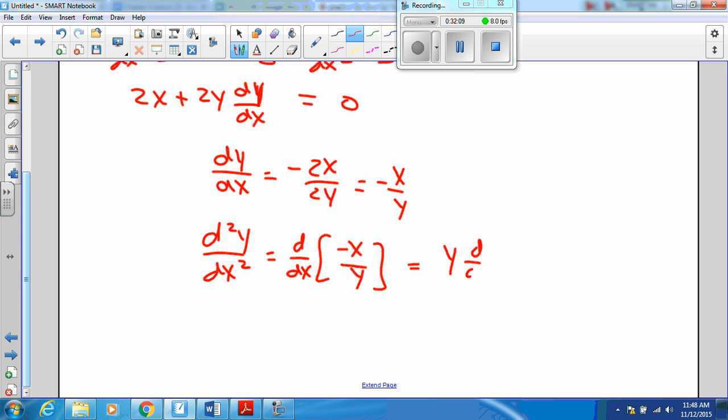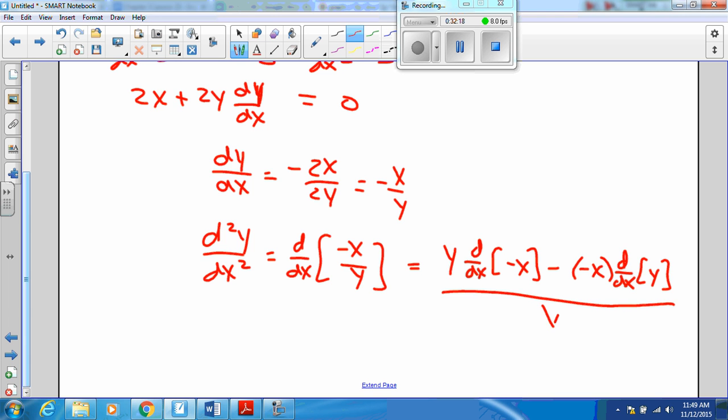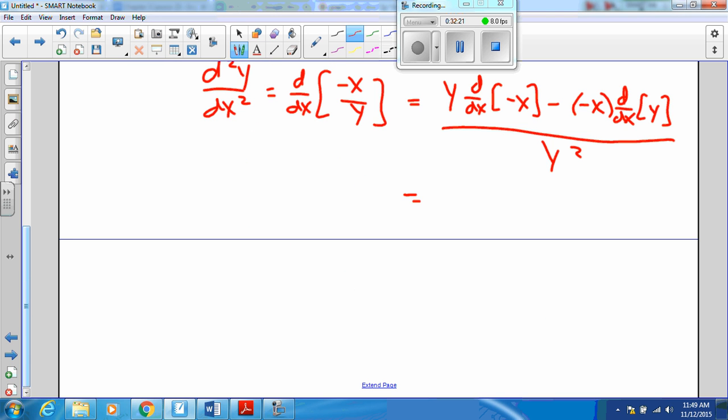But we now have quotient rule, low d high, less high d low, all over the denominator squared. And this gives me y times negative 1 plus x times, notice I've got dy/dx again here, all over y squared. This is a perfectly correct answer, however, it has a problem. The problem is that it has 3 different quantities in it. It has a y, no problem there. It has an x, no problem there. And it also has dy/dx in it.